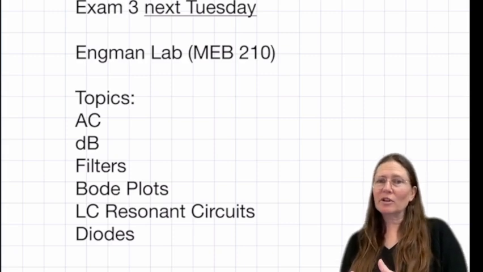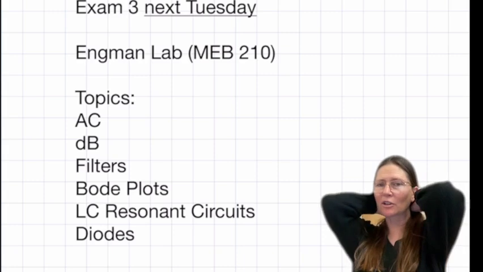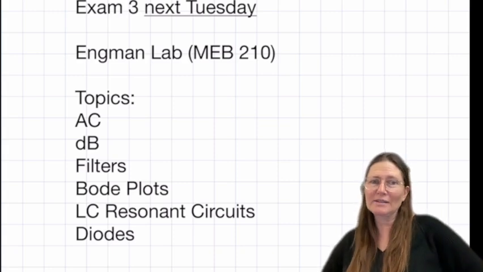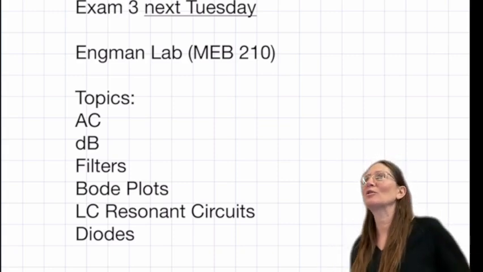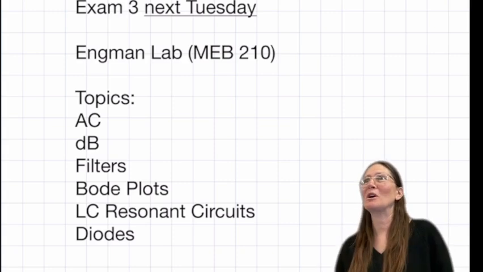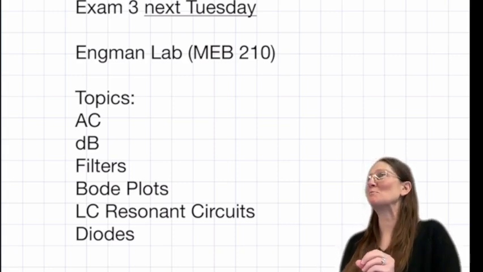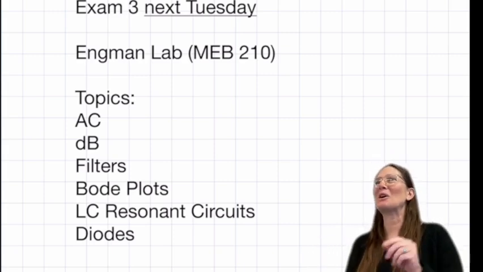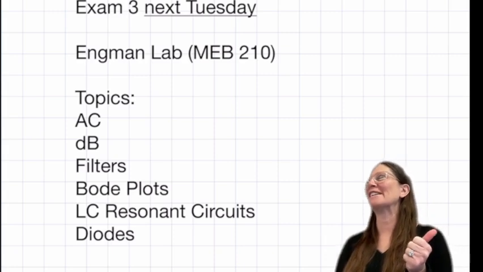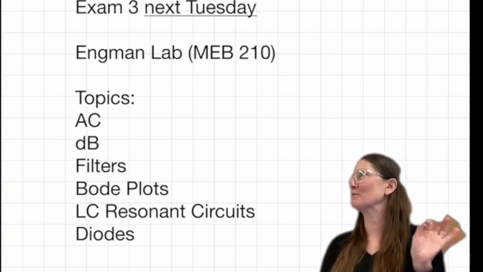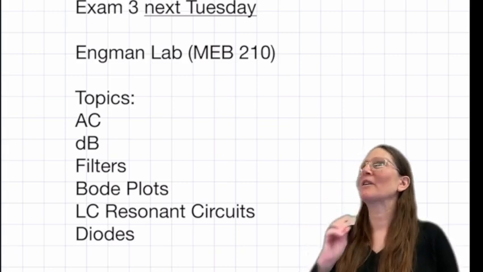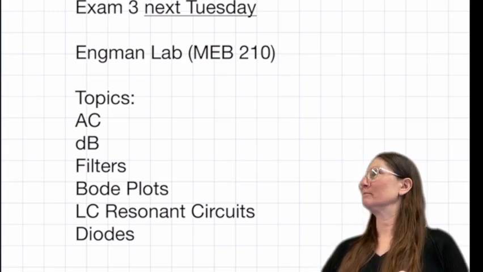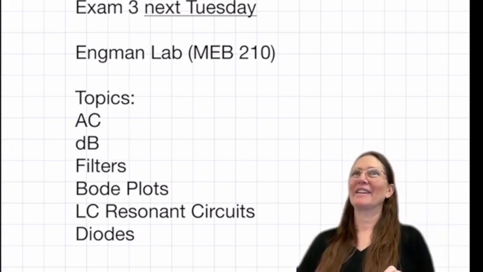LC resonance circuits, just understanding how to calculate the resonance value of that, what it is, and then a diodes question. I had a request from a couple different people to do harder diode problems in here. So we'll go through a harder diode example, and then I have a couple of them if we have time to go through both of those. All right, questions about what will be on the exam? Okay.